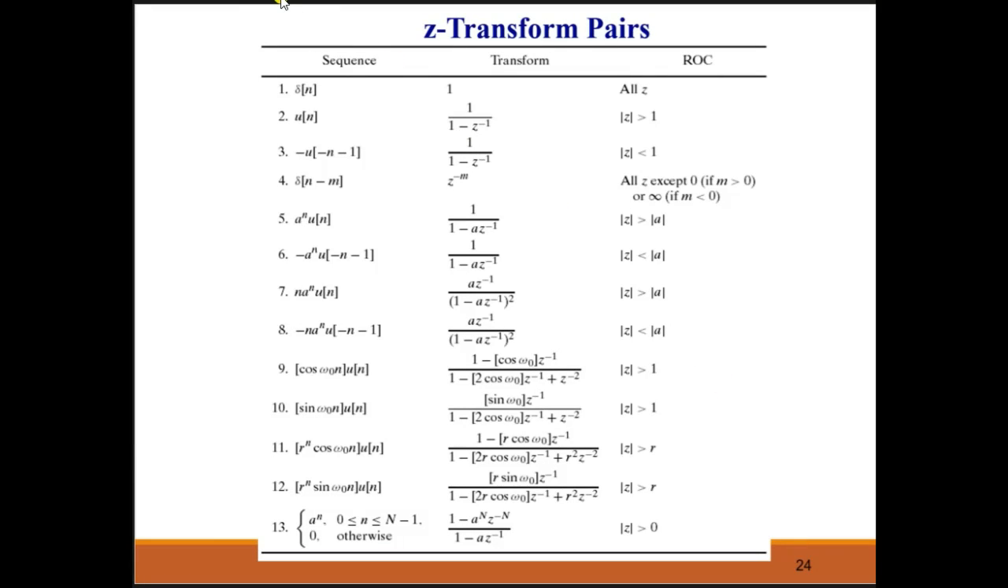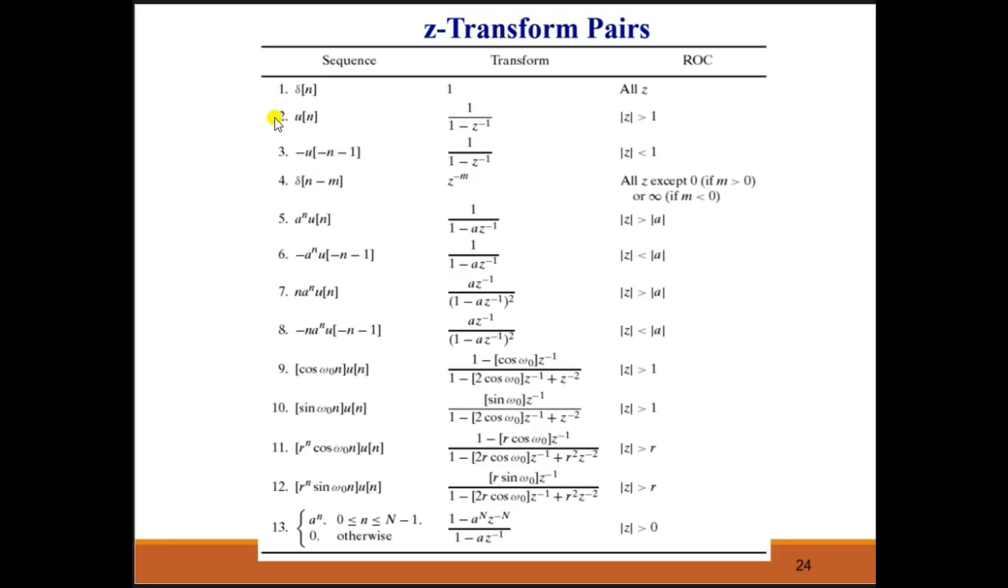Hi students, so we are back in the second part of the lecture for Z transform. So this is the Z transform pairs. In the table you can see there are three columns showing you the sequence, the Z transform, and the ROC. For the first line you see that for delta n, the Z transform is 1 and the ROC is all Z. For the sequence u n, the Z transform is given as such and the ROC is |Z| bigger than 1.